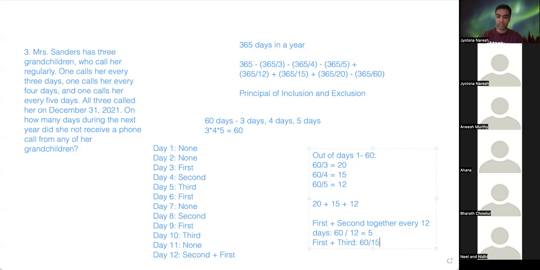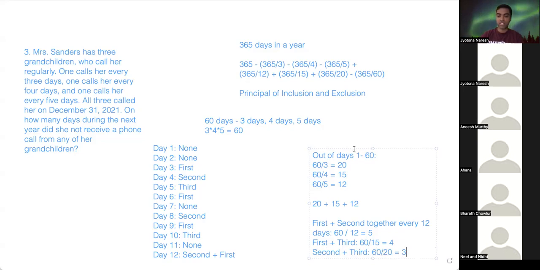Good. And the reason it's 15 is because one calls every 3 days, one calls every 5 days. The least common multiple is 15. So that's 4 days. And what about the second and third? 3. And why is that? They'll call together every 20 days. Good. So 60 divided by 20 is 3.